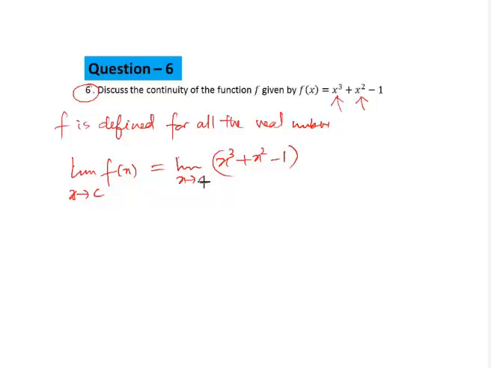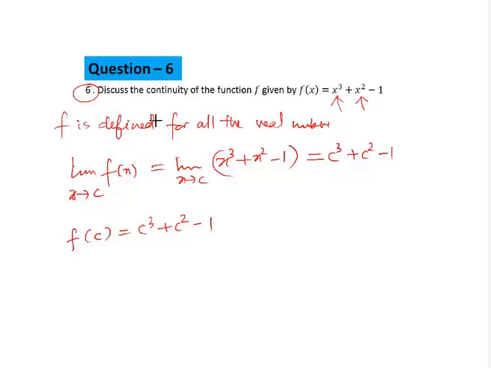Okay, when x is approaching c, it means all x values will approach c, right? So it becomes c cubed plus c squared minus 1. Next, we need to find f of c, so the value of the function at x equals c. In the place of x, you're going to write c, so it becomes c cubed plus c squared minus 1.